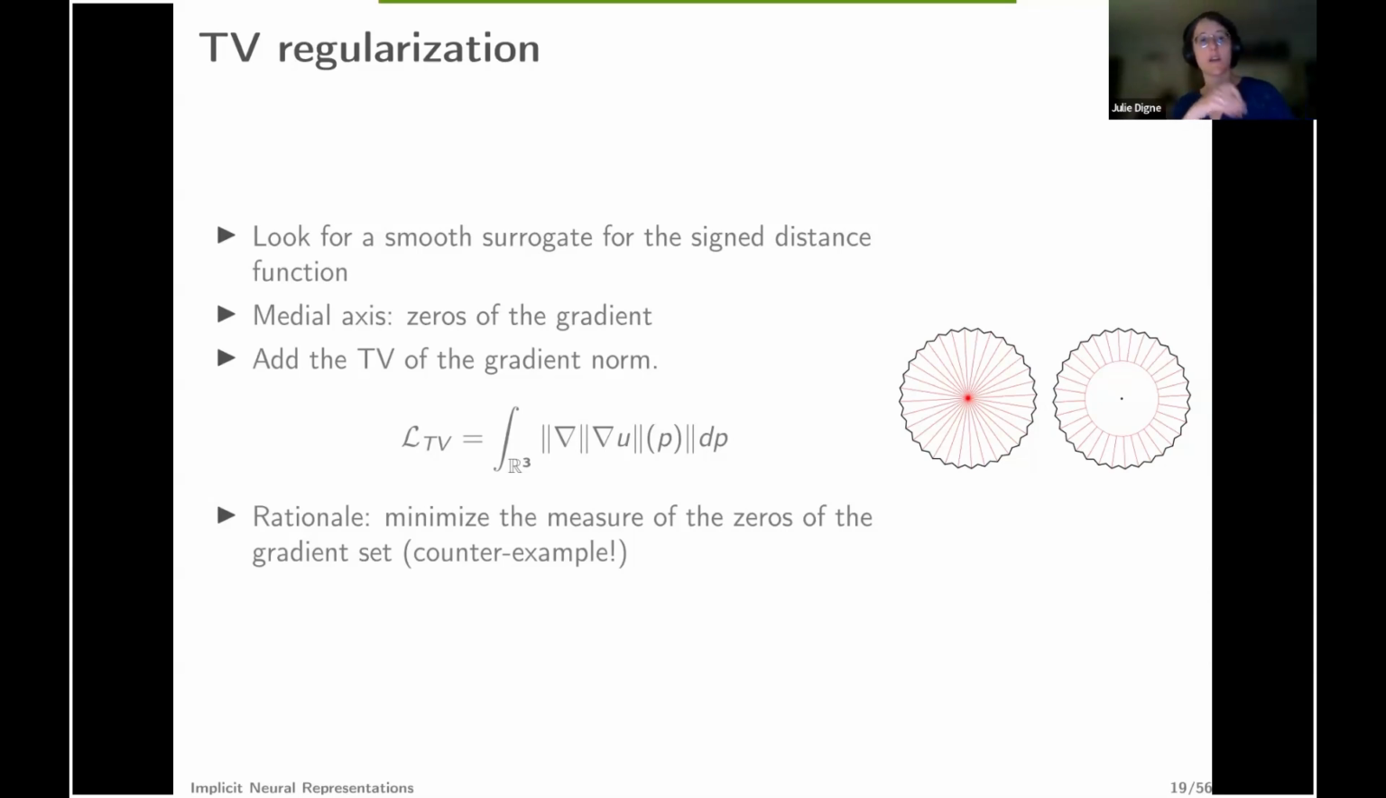So what we did is use a total variation term for the norm of the gradient, because we'll try to make it as constant as possible, but we still wanted it to change in a very localized way. Actually, it turns out it's more complicated than that, because you can find counterexamples where the actual medial axis does not minimize the measure of the zeros of the gradient set across all possible solutions.